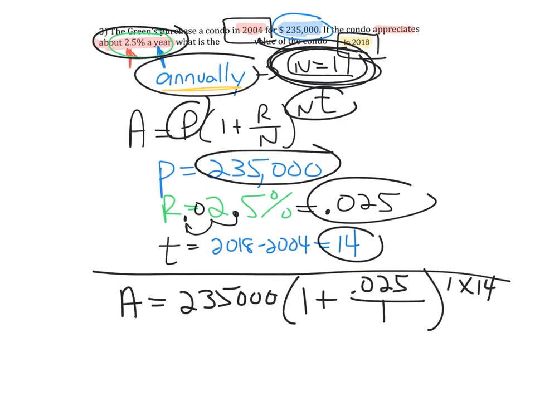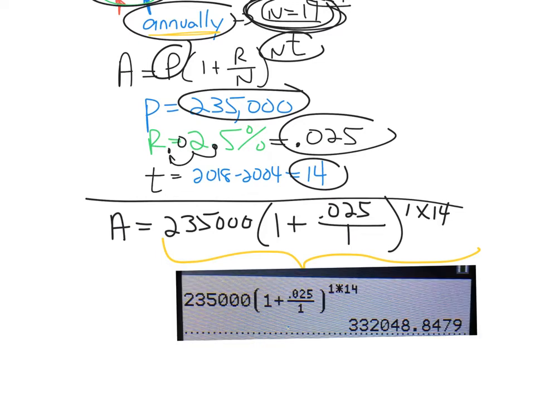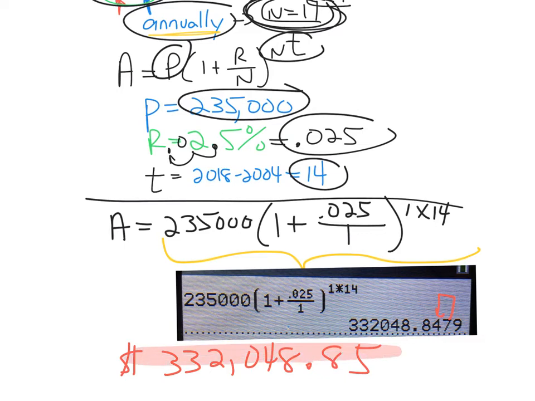So to figure out the approximate value of this condo, we're going to enter this entire expression into our calculator. So here the condo is approximately valued at $332,548, and the 7 is going to kick that 4 up to 5, 85 cents. So that's the value of the condo after those 14 years.